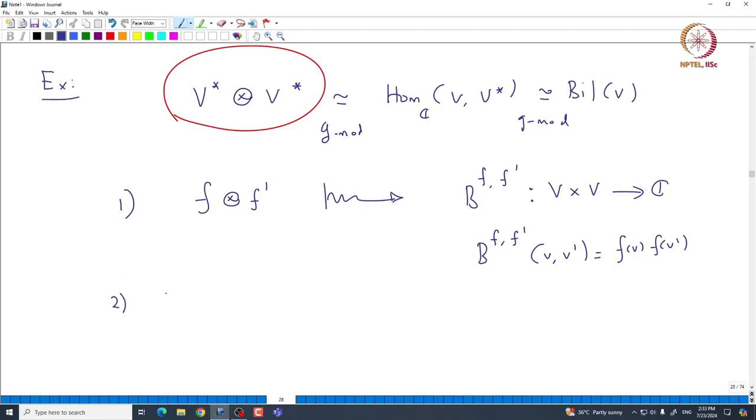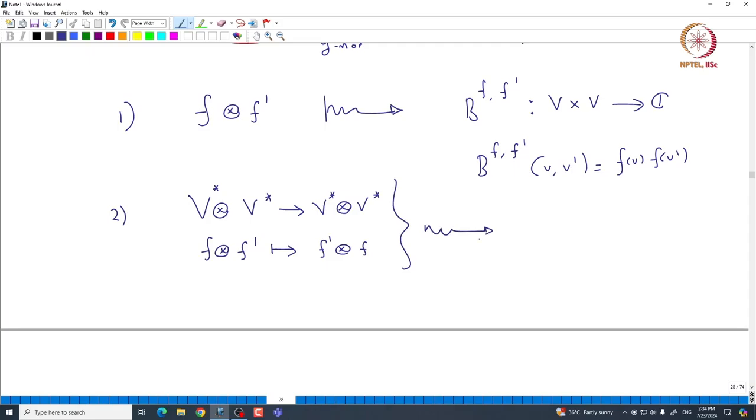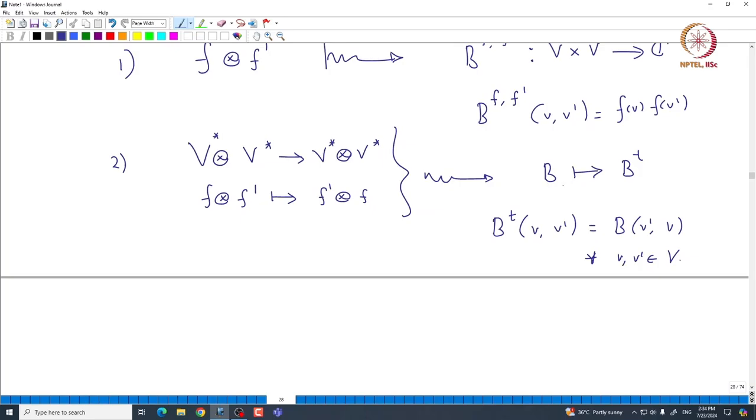So now you have this natural flip on V star tensor V star to V star tensor V star, where F tensor F dash goes to F dash tensor F. What does this correspond to? If you think about it, this indeed corresponds to taking the bilinear form to its transpose. You take the bilinear form B and send it to its transpose. The transpose is defined by B transpose of (v, v dash) being exactly equal to B of (v dash, v). Okay, that is the definition of transpose. So this flip indeed just does this, which is again very easy to write down.